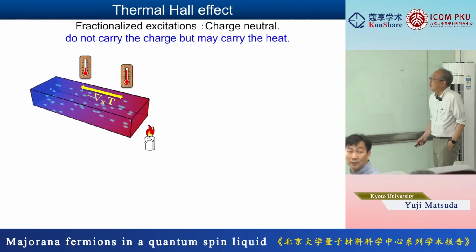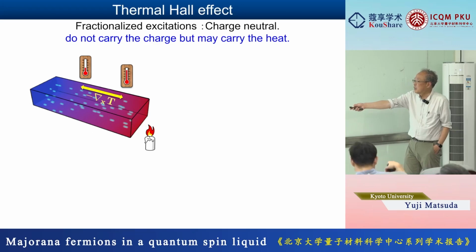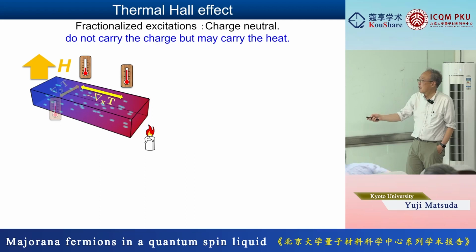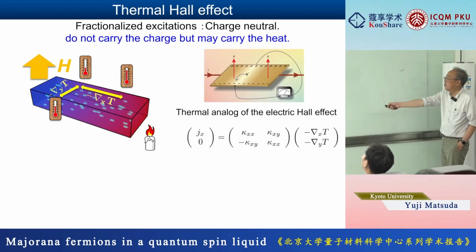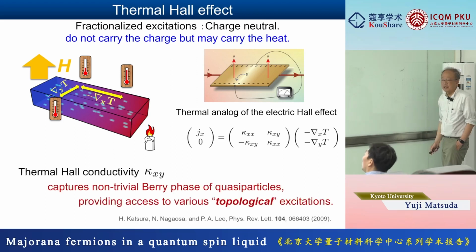So, as I mentioned, the temperature gradient appears in the longitudinal direction. But if we apply a magnetic field, a temperature gradient may appear in the transverse direction. So this is a thermal analog of the electric Hall effect. So this is the thermal Hall conductivity.